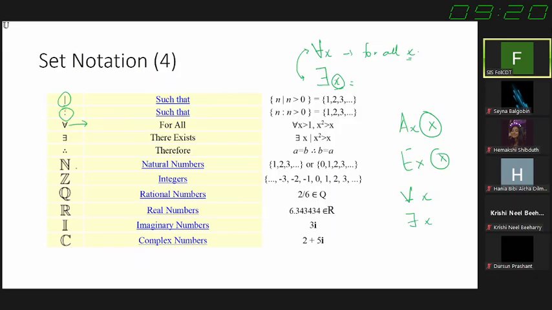Therefore, these are natural numbers, these are integers, these are rational numbers, these are real numbers, imaginary numbers, complex numbers. The ones that we tend to use a lot in this module are natural numbers, integers, rational numbers, real numbers, and complex numbers. Imaginary numbers, we don't want to push it that hard for you to use, but it's good to know what imaginary numbers are.